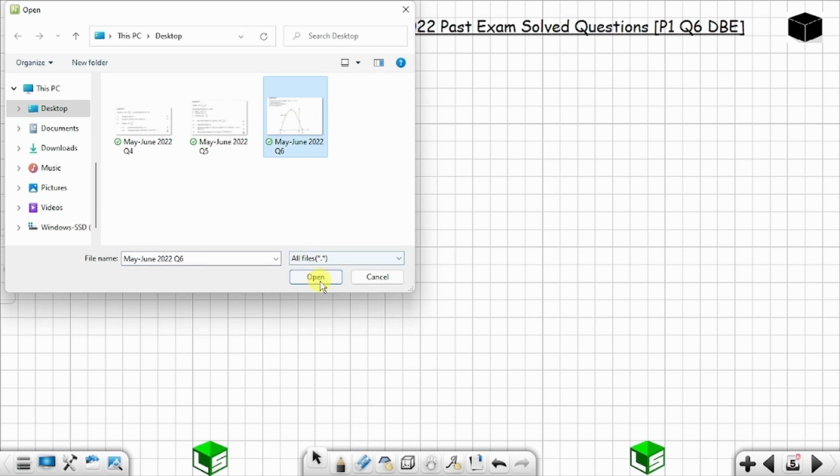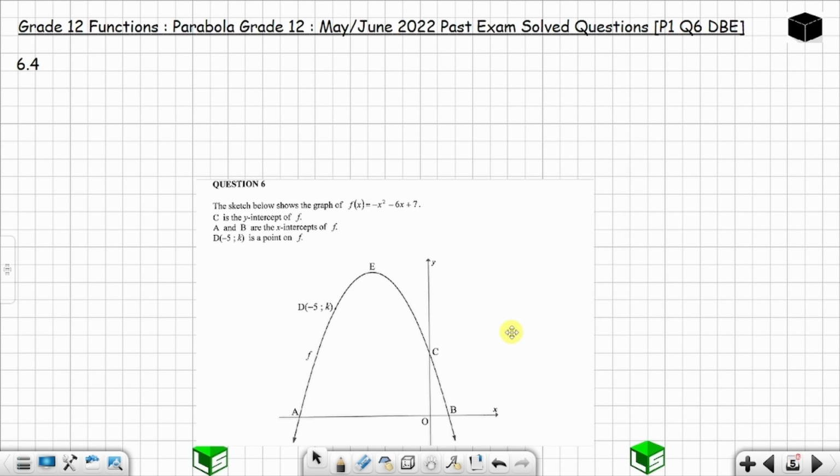Question 6. Okay, so what is the question saying? A tangent parallel to CD touches F at P. Determine the coordinate of P. Okay, this question is 4 marks.